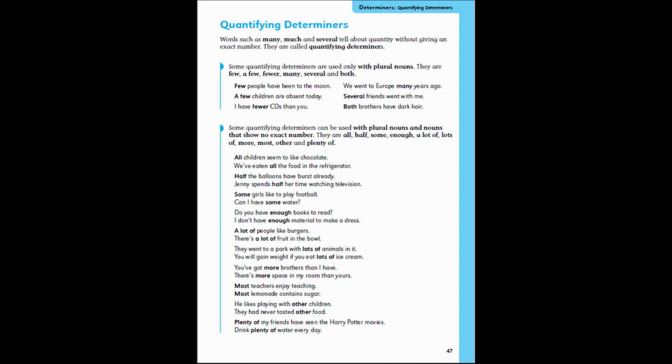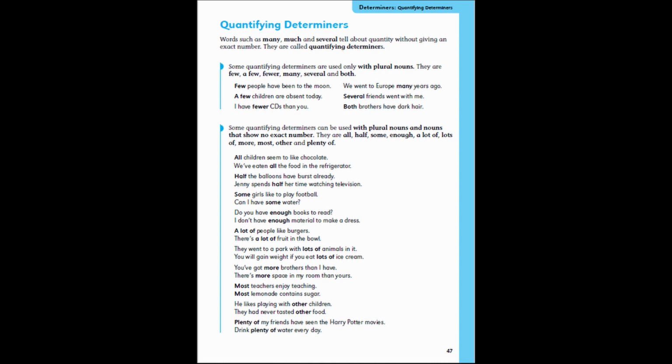So, all children seem to like chocolate. We have eaten all the food in the refrigerator. Half the balloons have burst already. Jenny spends half a time watching television. Or Jeremy spends half his time watching television, if you're being gender equal. Some girls like to play football.